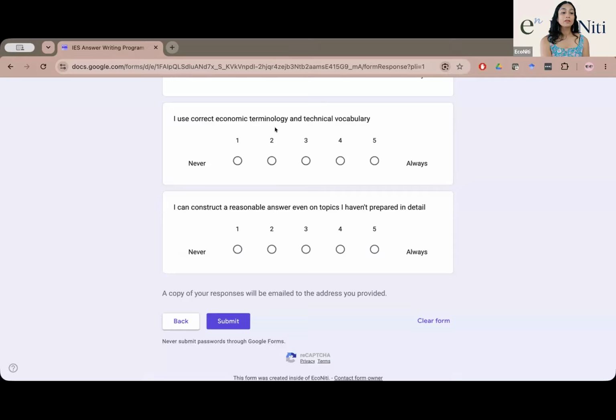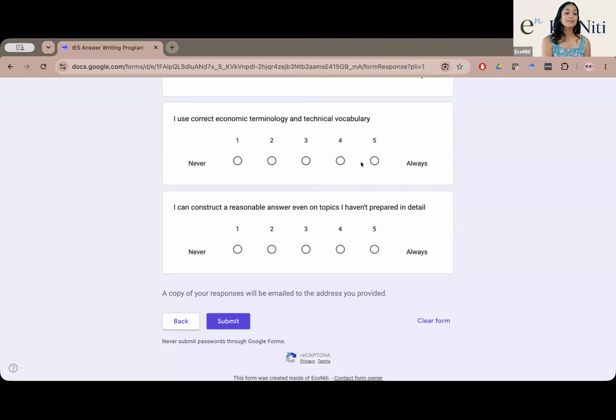I use correct economic terminology and technical vocabulary, again important because this is an economic specific exam. तो ये तो करना है. Finally, I can construct a reasonable answer even on topics जो मेरे को डिटेल में नहीं पता है, which shows that of course किसी भी एग्जाम में तुम्हें सब कुछ नहीं आता होगा, कुछ ना कुछ तो छूटेगा ही. We will try to minimize that possibility. But something new may crop up, something that you did not prepare or could not prepare. बट इतनी ट्रेनिंग हो कि उसका आंसर भी रीजनेबल लिख पाओ.